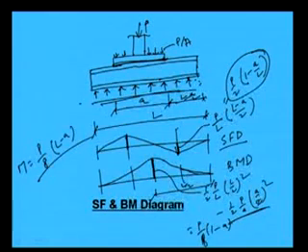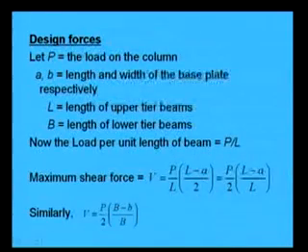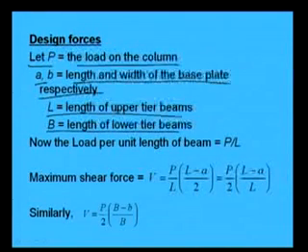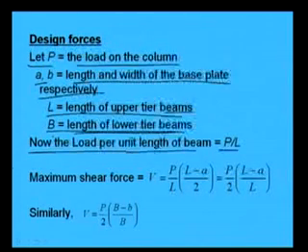Okay. So, with this we can calculate the other things and find out the design criteria for the beam. Let us see, if P is the load on the column, A and B are the length and width of the base plate, and capital L and capital B are the length of the upper tier beam and the length of the lower tier beams, then first we can find out the load per unit length of beam, which will become P by L.